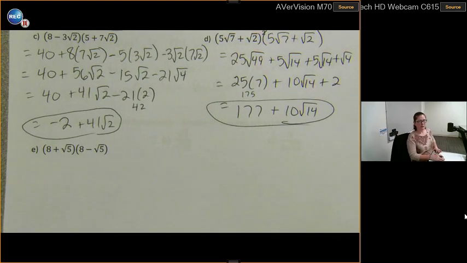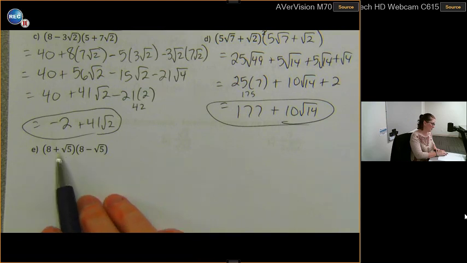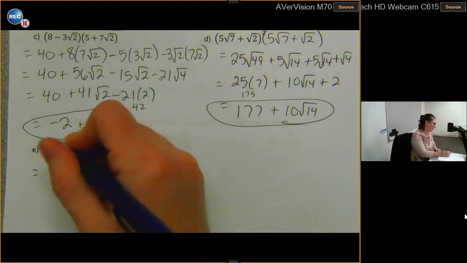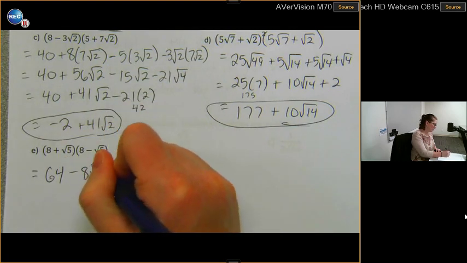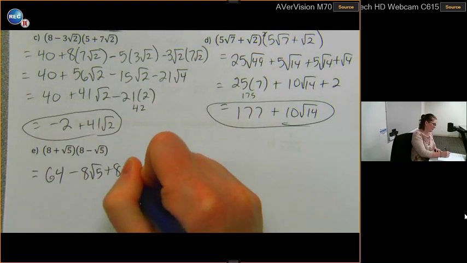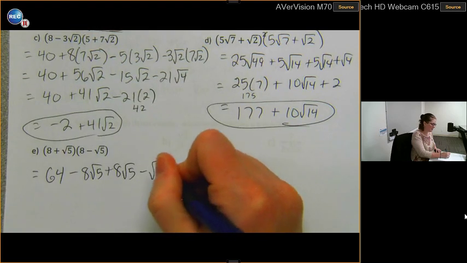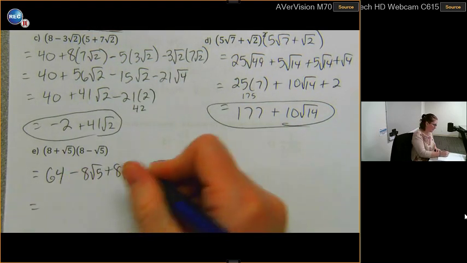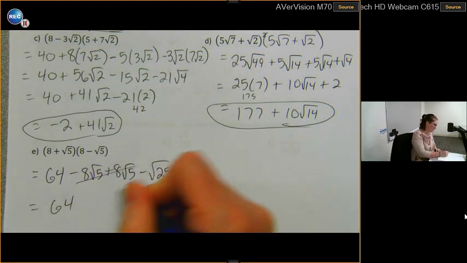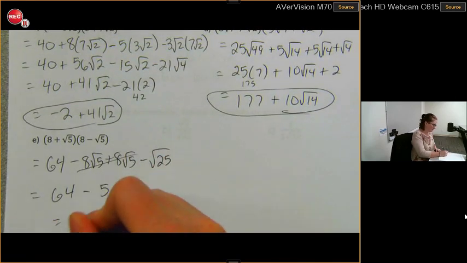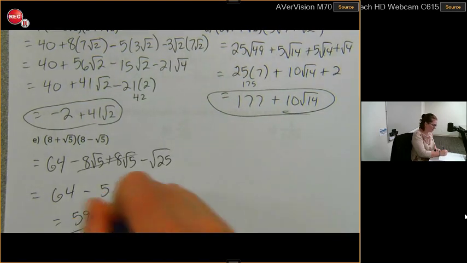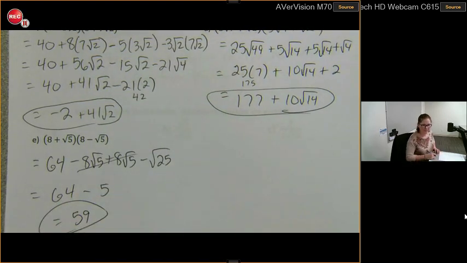Part E, we are actually multiplying together conjugates. Remember that conjugates are when you have the same expression with the opposite sign in the middle. And so what's going to end up happening here is a little bit of canceling. And this is actually going to lead nicely into our next section because those cancel, and 25 is a perfect square. We actually just get a whole number answer of 59.